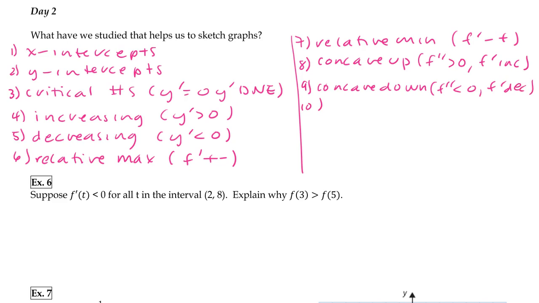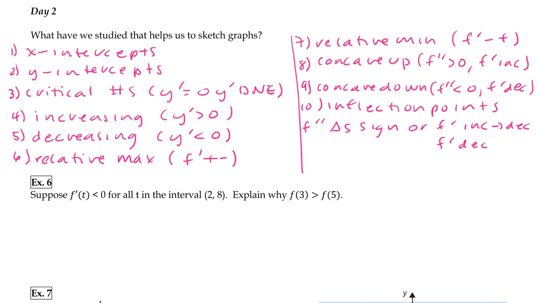If we're testing those, then we better find inflection points where we change concavity. So for inflection points, there's two ways. f double prime changes sign, where delta is the symbol for change, or f prime goes from increasing to decreasing, or f prime goes from decreasing to increasing.